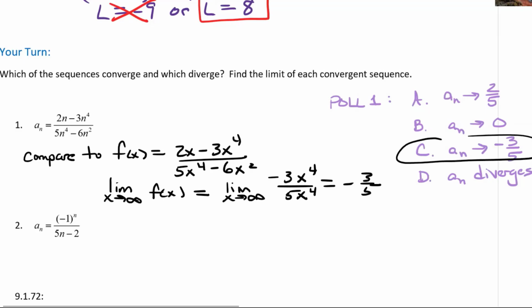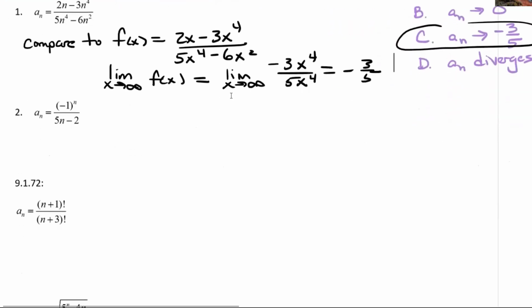All right, now let's look at number 2. So for number 2, we have what kind of a sequence? Because -1 is being raised to the n power. That's right, Jason, alternating. Very good.